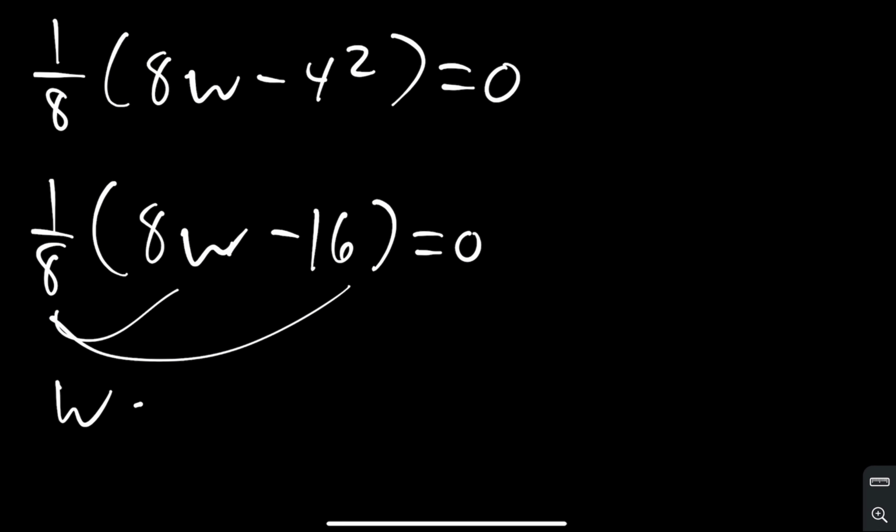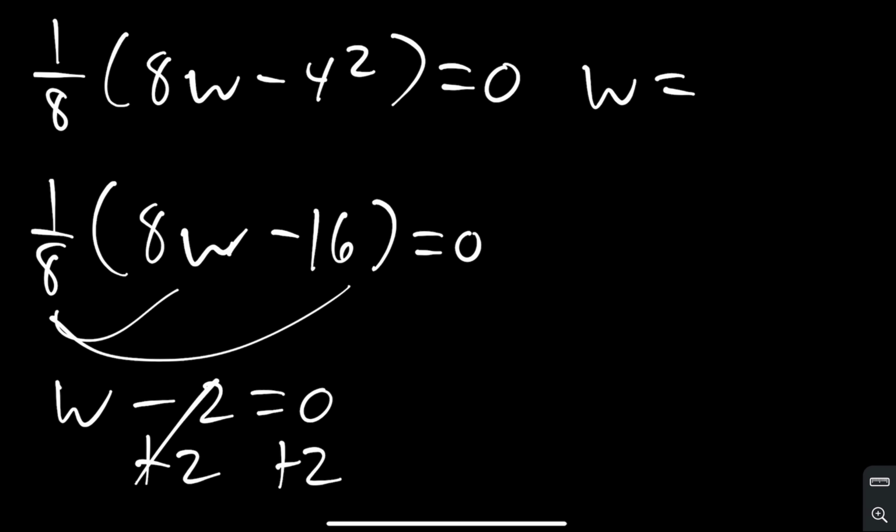It's going to be w, and then minus, 16 times 1 over 8 is just 16 divided by 8, which is going to give you 2, and equals 0. So we're going to add 2 to both sides. So this is going to give you 0. So it's going to be w equals 2. So that's going to be your answer.